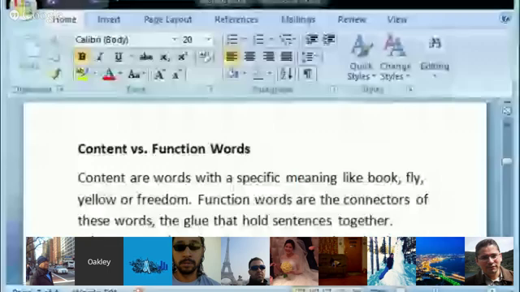All right. I'm going to do a screen share with all of you and start talking a little bit about explaining what we're talking about when we're looking at highlighting words.